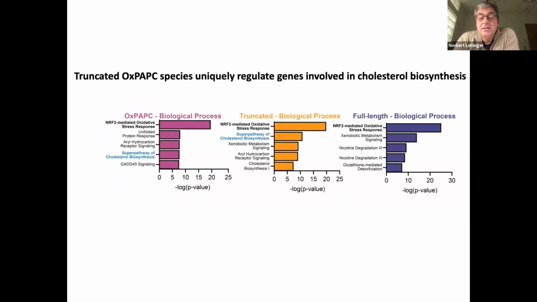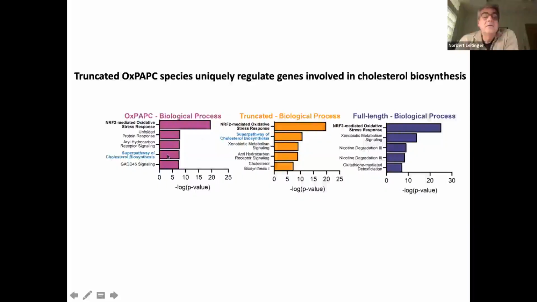And when we did pathway analysis and compared what pathways may be induced by the whole OXPAPC mixture versus the truncated versus the full length, we found that cells respond to all different structures of oxidized phosphatidylcholines with upregulation of the NRF2 pathway. And we've seen that in all other cell types as well. So this is one of the common underlying responses that cells have to oxidized lipids, but then there's also a lot of other pathways that might be relevant for the pathology that we are seeing.